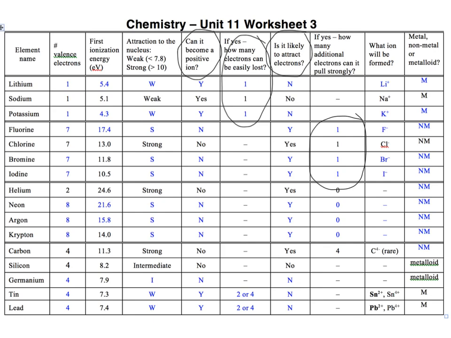We think this locution is superior to saying that these elements want to gain 1 electron to complete their outer level, as if having a completed outer level is something special.